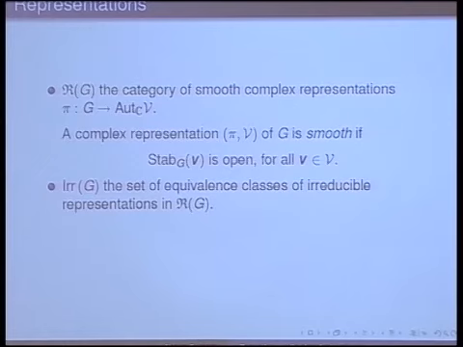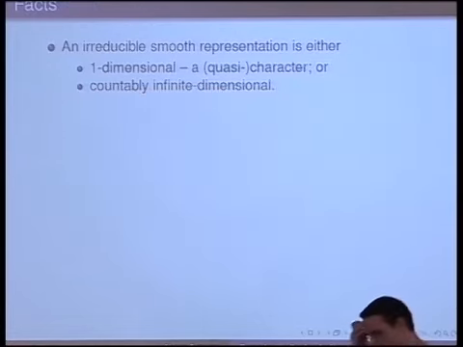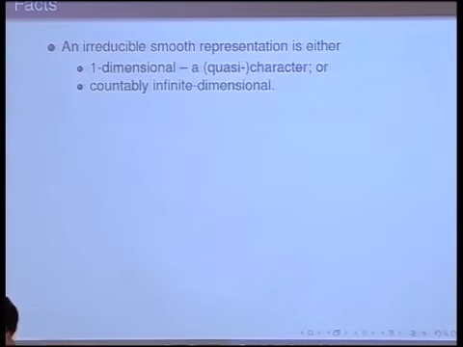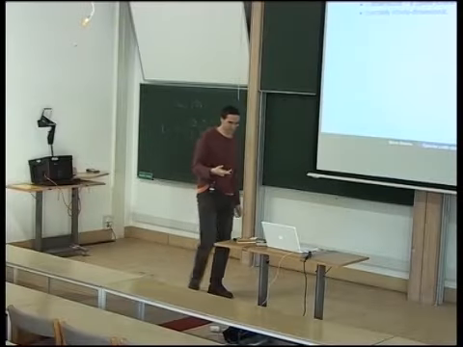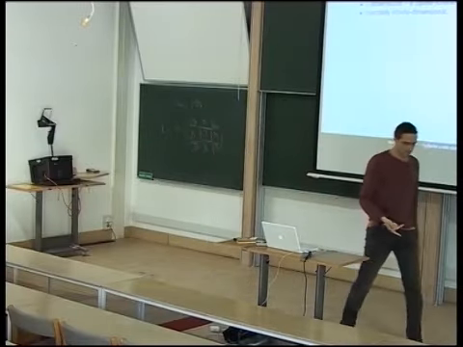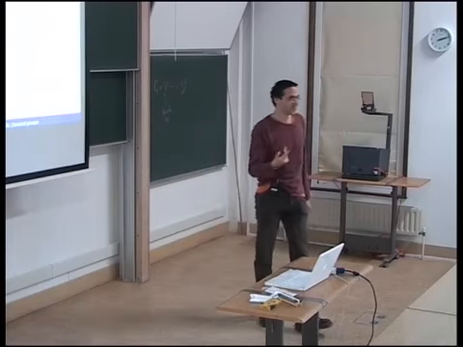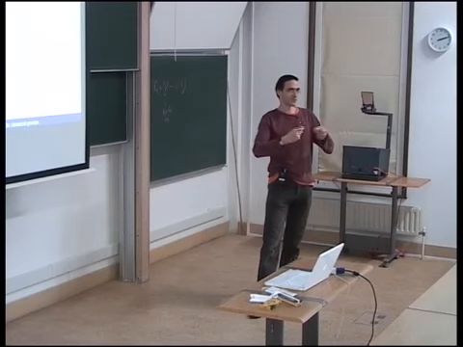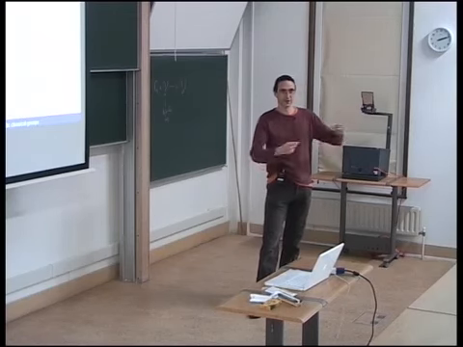Then also the set of equivalence classes of irreducible smooth representations. All representations are going to be smooth always, and complex. So we have the irreducible representations. Okay, so here are some facts from the representation theory. The first one is that if you have an irreducible smooth representation, then either it's one-dimensional or else it's countably infinite dimensional. You can see this, for example, for GLn. If you had a finite dimensional representation of GLn, you take a basis and you take the stabilizer of that basis.